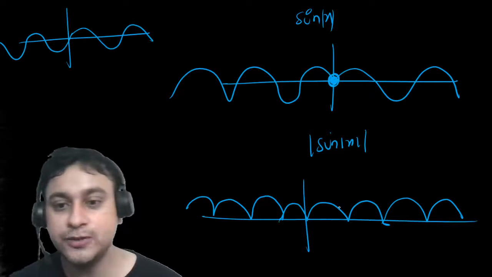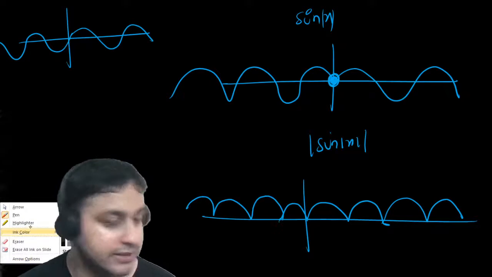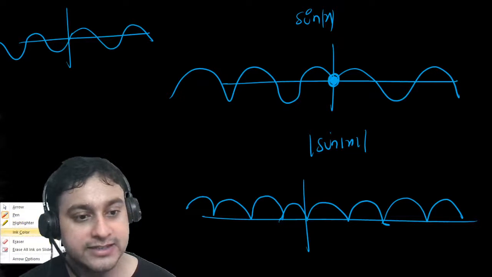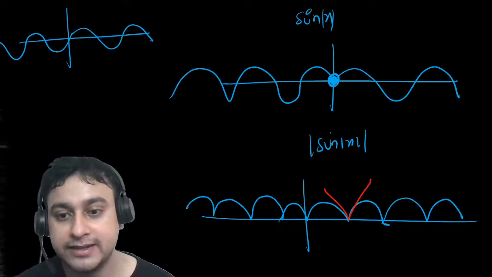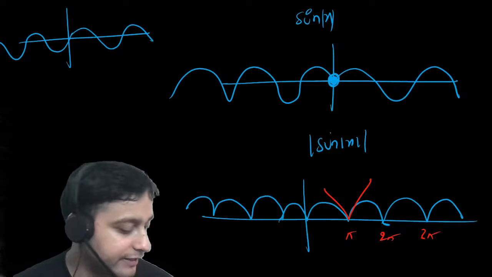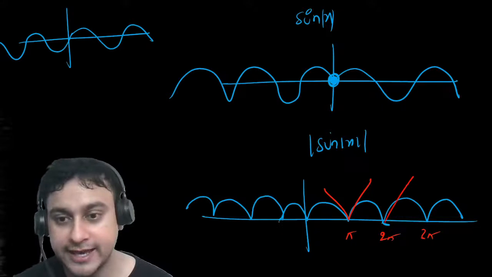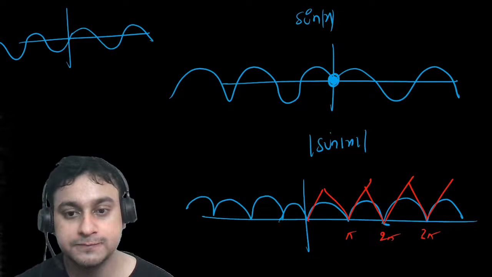Okay. So guys, you can see that at all integers, if you draw the tangent, so at all integral multiples of pi, this was pi, this is 2 pi, this is 3 pi. So what is happening? We are getting different tangents before and after, right?